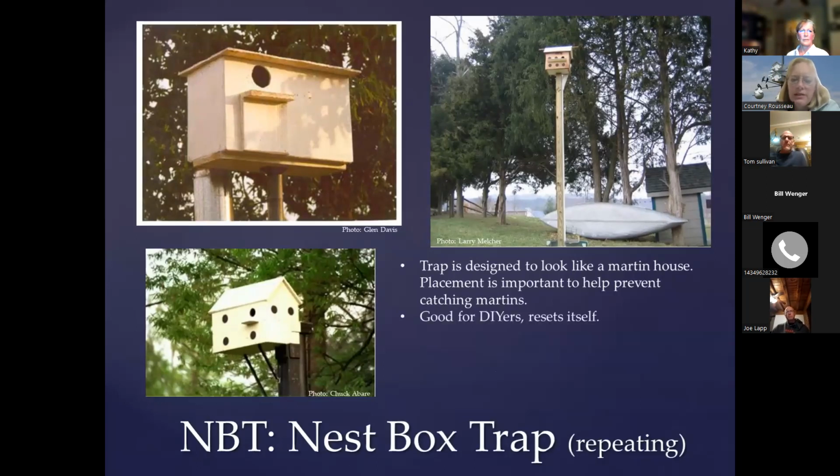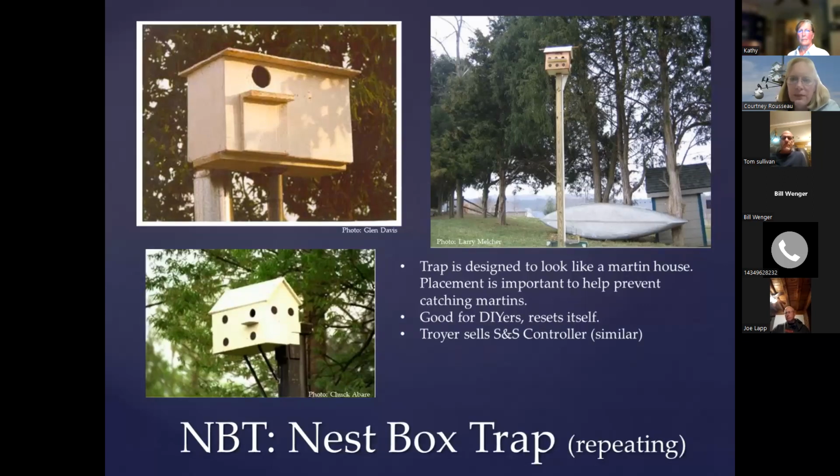So a trap like this is good for DIYers, and it resets itself. So if you like to build, you like to tinker, there are plans to build one of these things and you can do it yourself. Troyer sells a similar product called the S&S controller that you can buy from their website or buy the plans from them. And the good thing about this trap is it works for starlings and house sparrows. And if you set the counterweight to about 2/4 to trigger for 2/4, it'll catch house sparrows too.